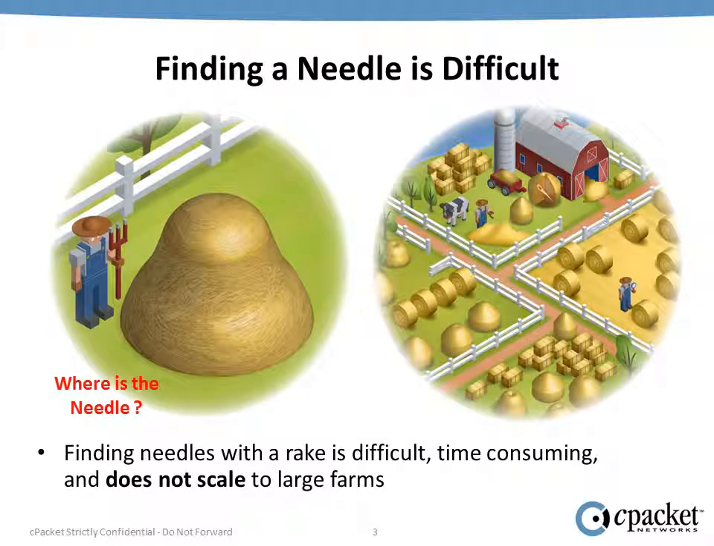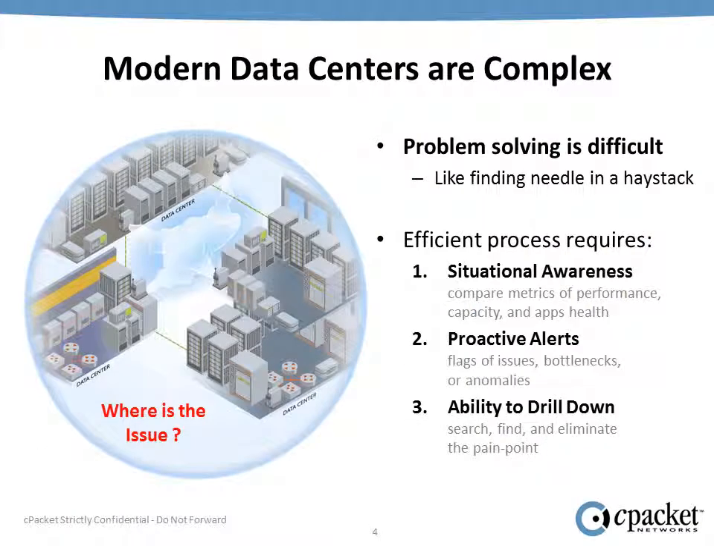The challenge of network operations is pretty much like finding a needle in a haystack. It is hard enough to find the needle in one haystack. It becomes much more difficult as the environment becomes larger and more complex. The modern data center and network infrastructure are large and complex, and they make problem solving difficult, pretty much like finding a needle in a haystack.